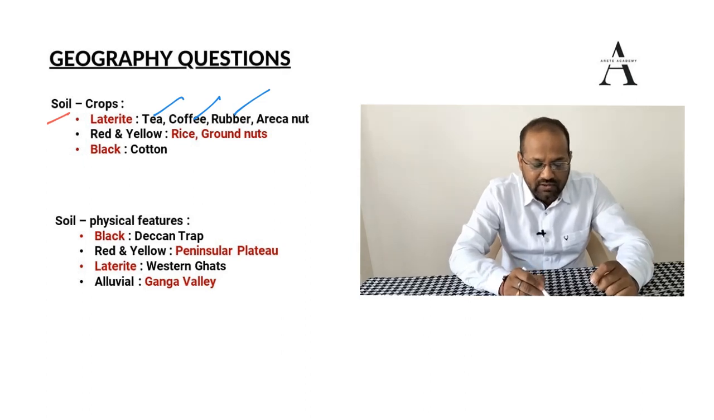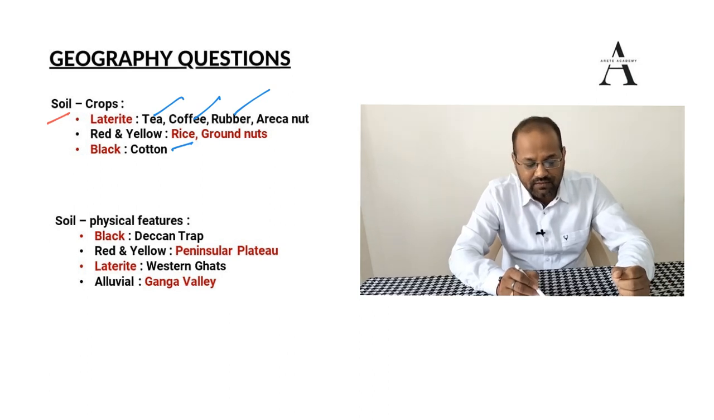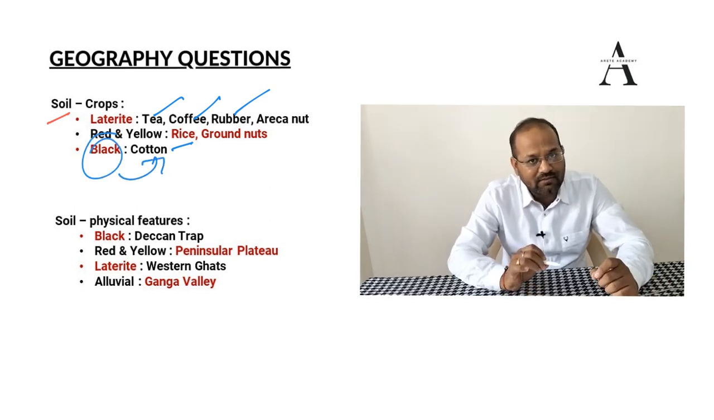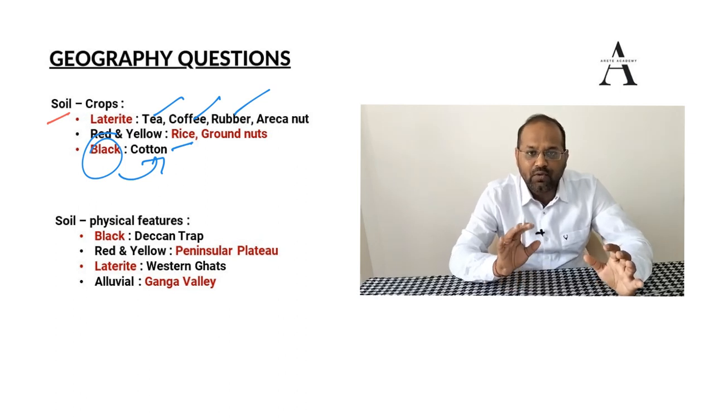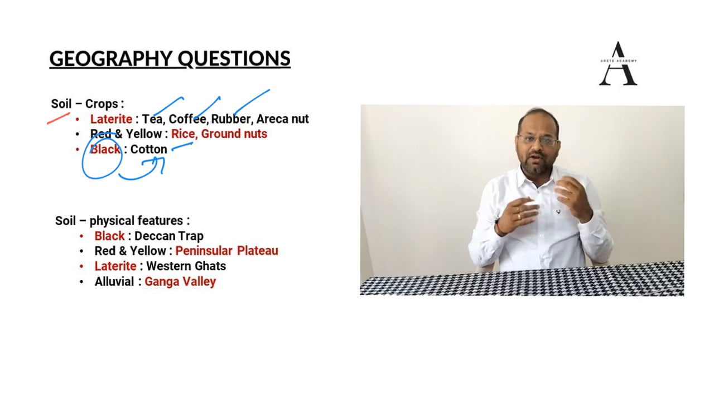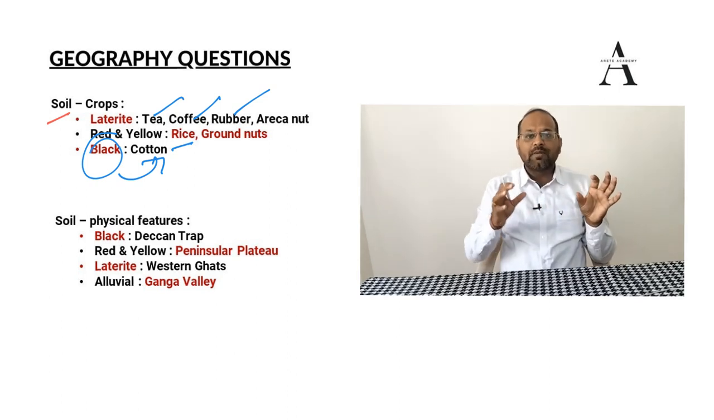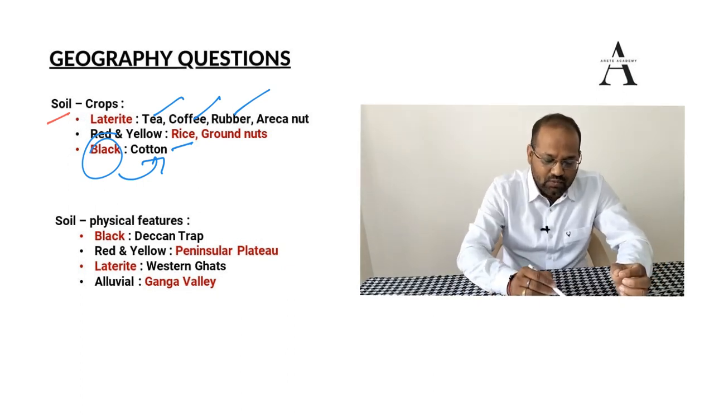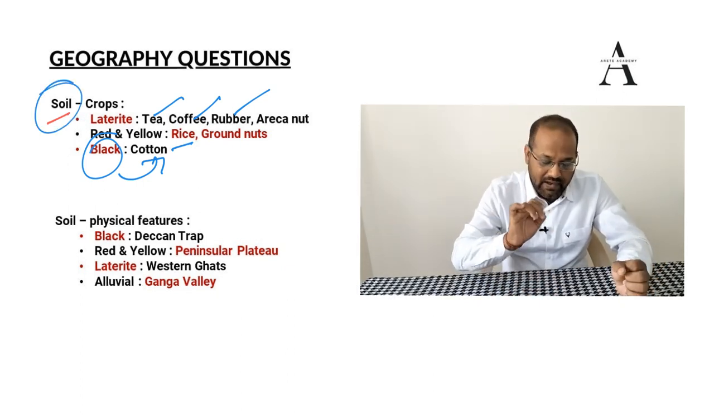Take red and yellow soil. It is well known for rice and groundnuts. We have black soil. We know that it is famous for cotton plantation. So this way, if you know a few things, you can eliminate options in match the following, and you will know which soil is suitable for what kind of crop. Alluvial soil is suitable for everything. So this is one aspect, soil and crop linkage.